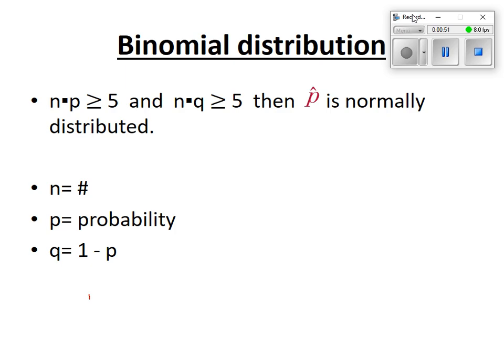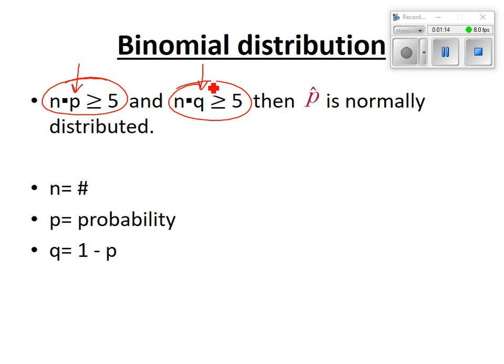You've got to check that n times p is greater than or equal to 5, and n times q is greater than or equal to 5. Remember, only check one of them. Whichever one, the p or the q, whichever one's the smaller, check it. Most of these will be larger than 5, so you won't really have to check it.